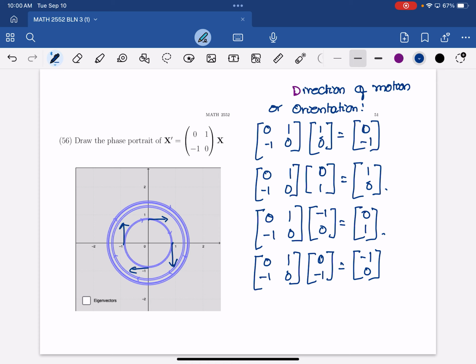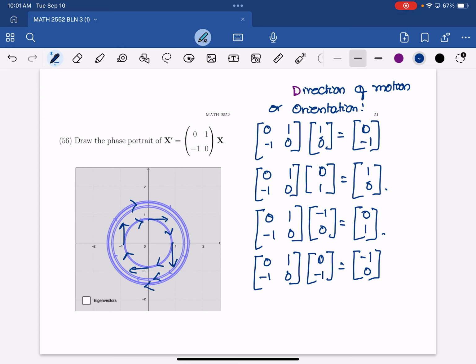So you can see that I'm going in a clockwise direction, right? That's why my arrows are indicated in the clockwise direction. So I'm going in the clockwise direction everywhere. Okay?